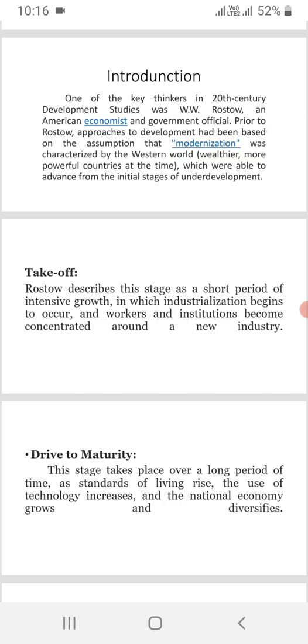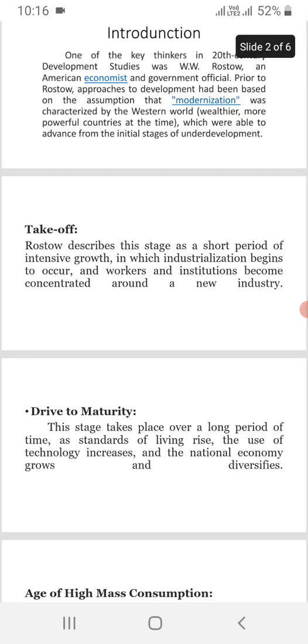The takeoff is the great watershed in the life of a society when growth becomes its normal condition. Forces of modernization contend against the habits and institutions. Rostow defines it as an industrial revolution, means takeoff is an industrial revolution tied directly to radical changes in the methods of production, having their decisive consequences over a relatively short period of time.